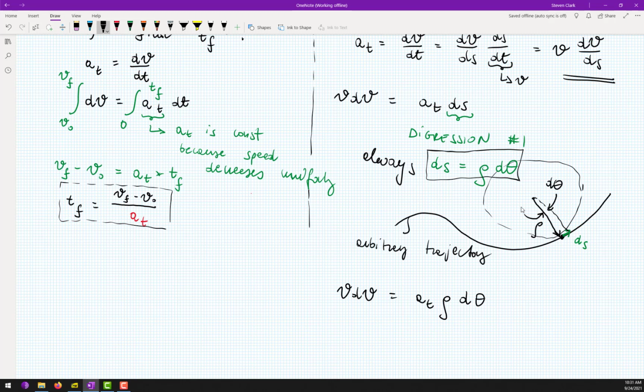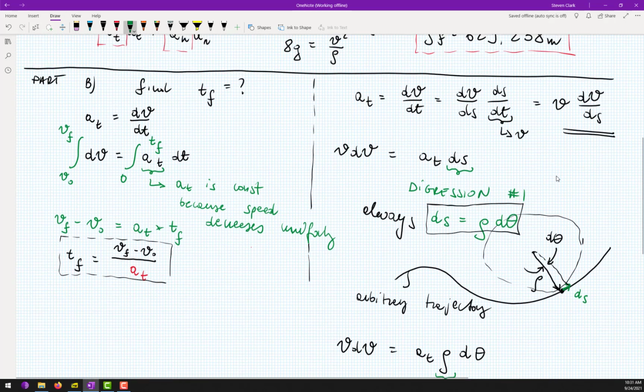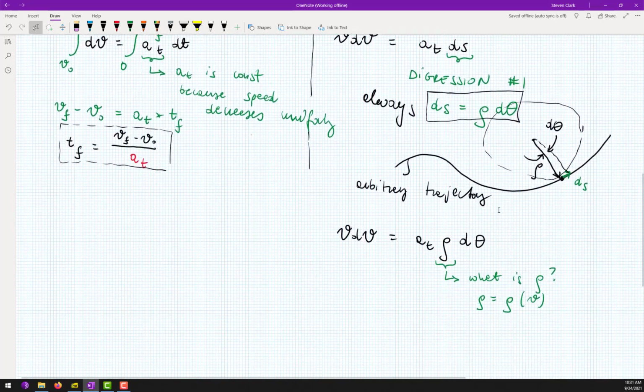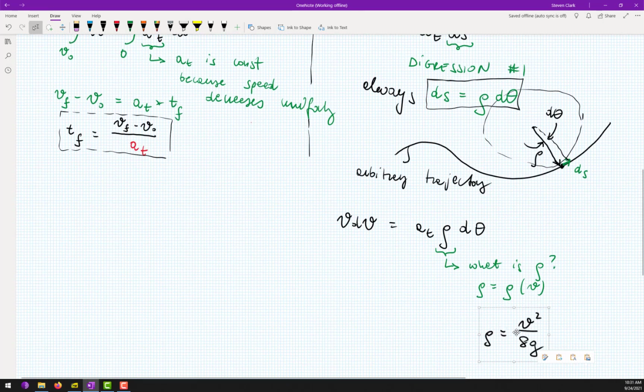It's not the end. Digression number 2. What is rho? We found it at the very beginning. What is rho? Is it a function of, I don't know, theta? Is it a function of velocity? I think it's a function of velocity. Do you remember? Rho was a function of velocity. Let me copy paste it here. We found it here. Yep. So I indeed had 2 digressions actually.